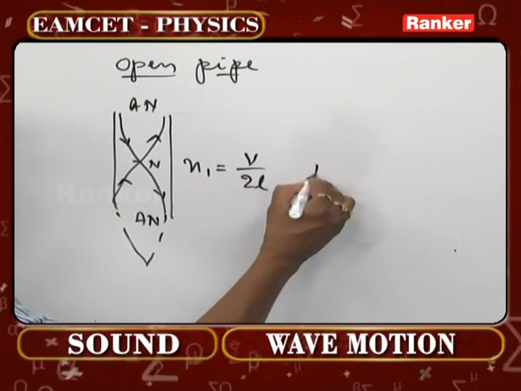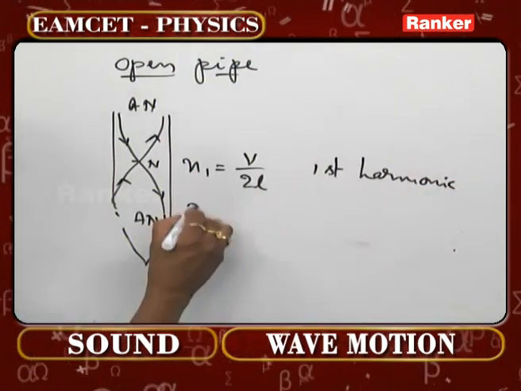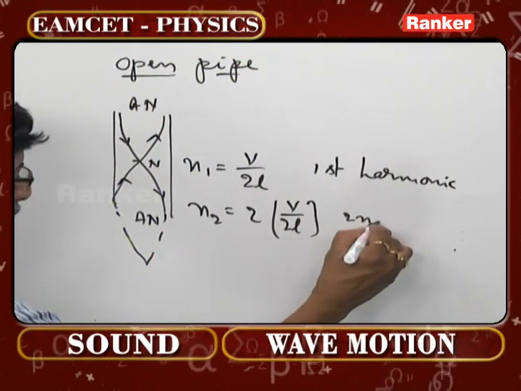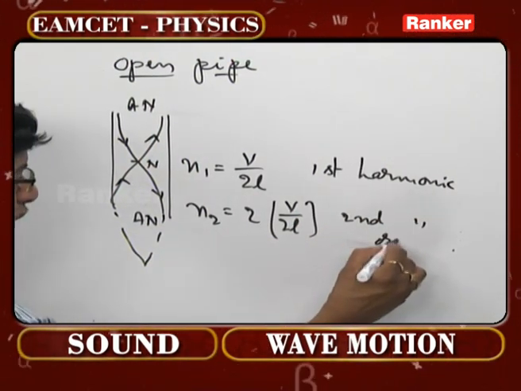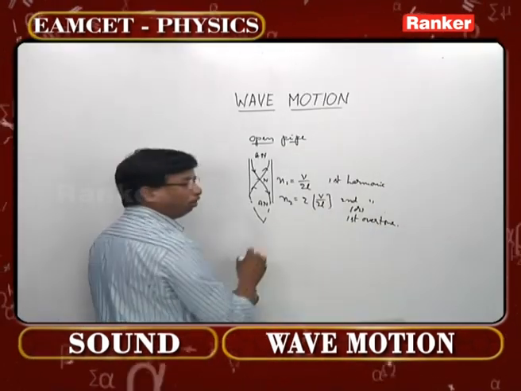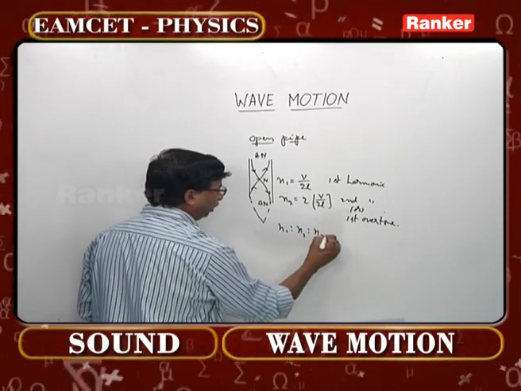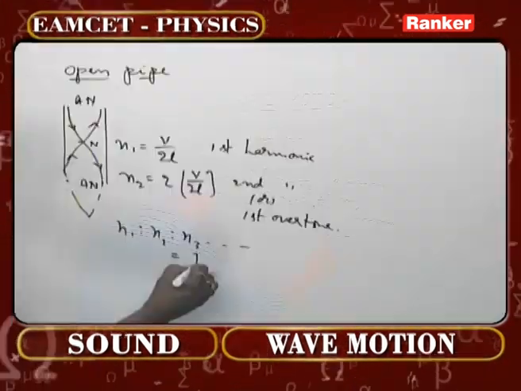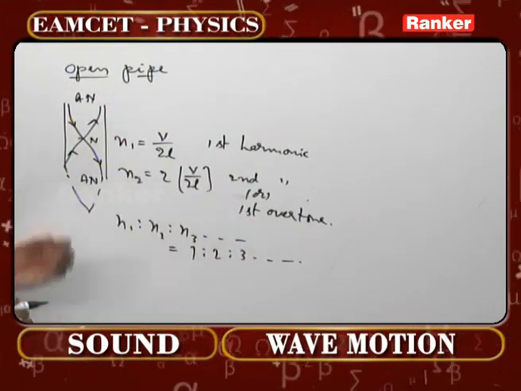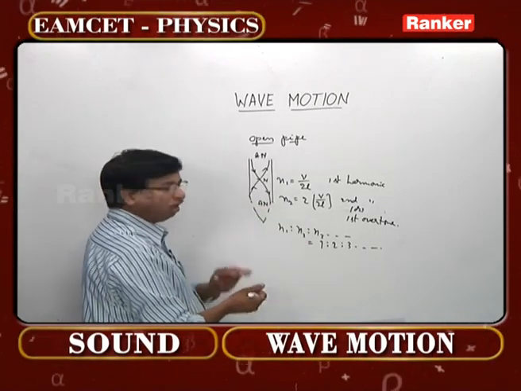V by 2L, that is called the first harmonic. This is the formula. Suppose I take the second one, 2 times V by 2L, this is what is called the second harmonic, or you can call it the first overtone. These are the things you have to remember. So if I take simply the ratio of all these frequencies in the case of an open pipe, 1 is to 2 is to 3 and so on, means what? Both odd harmonics as well as even harmonics are possible in the case of an open pipe.